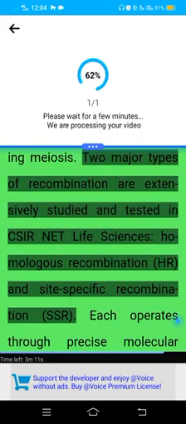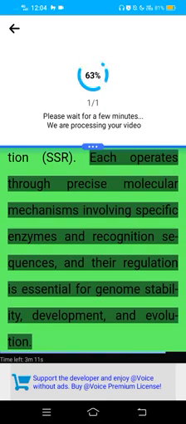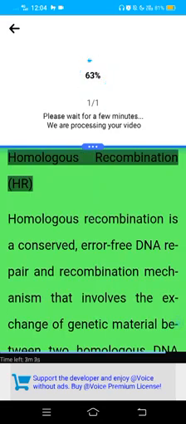Two major types of recombination are extensively studied and tested in CSIR-NET Life Sciences: homologous recombination (HR) and site-specific recombination (SSR). Each operates through precise molecular mechanisms involving specific enzymes and recognition sequences, and the regulation is essential for genome stability, development, and evolution. Homologous recombination (HR).